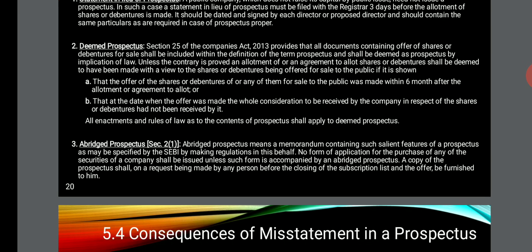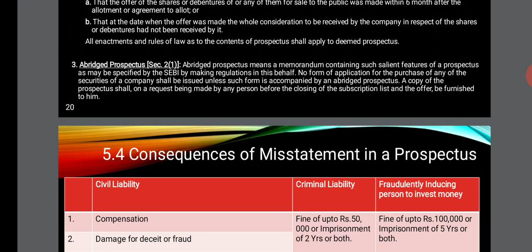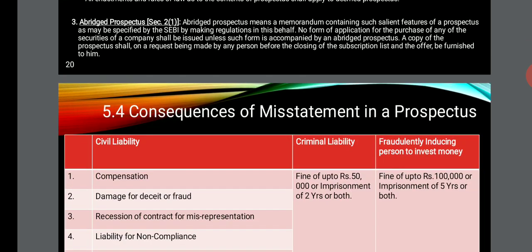A copy of the prospectus shall, on request being made by any person before the closing of the subscription list and the offer, be furnished to them. So these are the three types of prospectus.